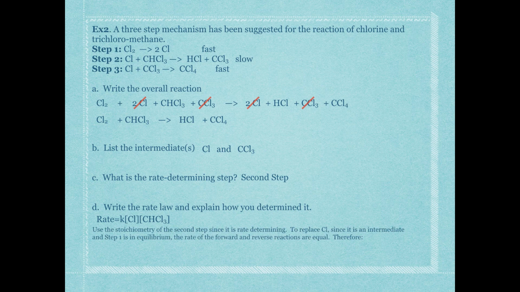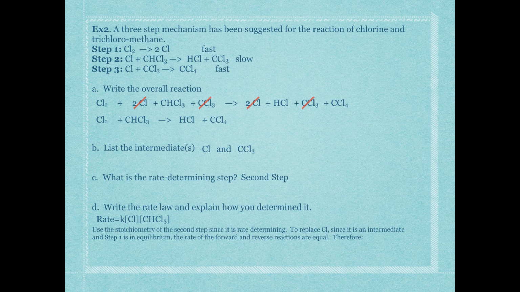So here's what I'm going to have to do. And notice I ask you to explain, and you might be asked to explain. So just showing your work won't suffice. So first, I use the stoichiometry of the second step, as I just explained, since it's the rate determining step. To replace Cl, since it's an intermediate, and step 1 is an equilibrium, remember the step before the slow step is going to be an equilibrium, the rate of the forward and the reverse reactions are equal. Therefore, I've explained: write your rate law based on the stoichiometry for your slow step, but then since Cl is an intermediate, you need to replace it.